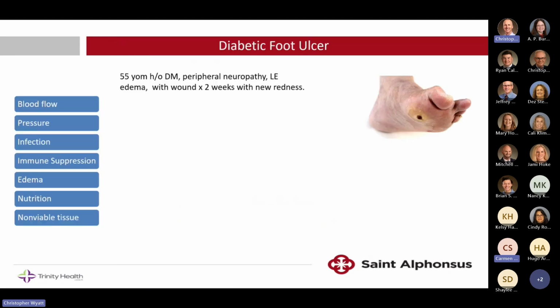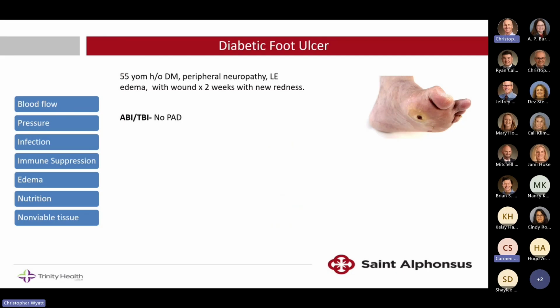But let's move on to a few cases and how we'd handle them in the clinic. Probably got about 5 more minutes, so it'll be perfect. So, a 55-year-old diabetic with peripheral neuropathy, lower extremity edema for about 2 weeks, and new redness. This is the appearance of it. Going through the fundamentals, blood flow.